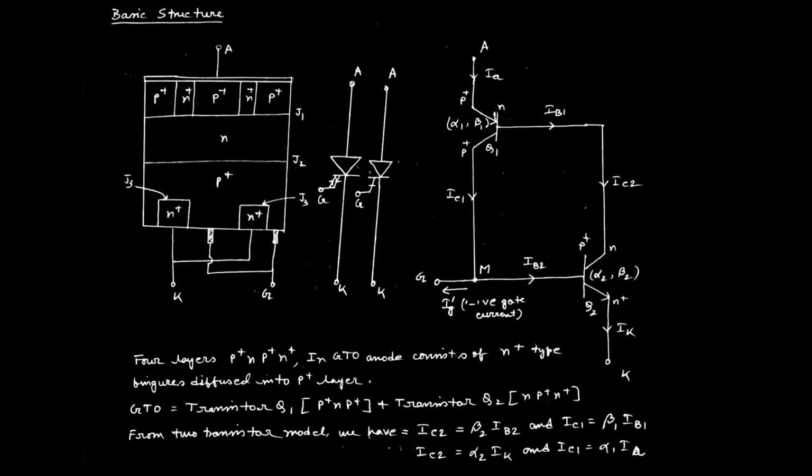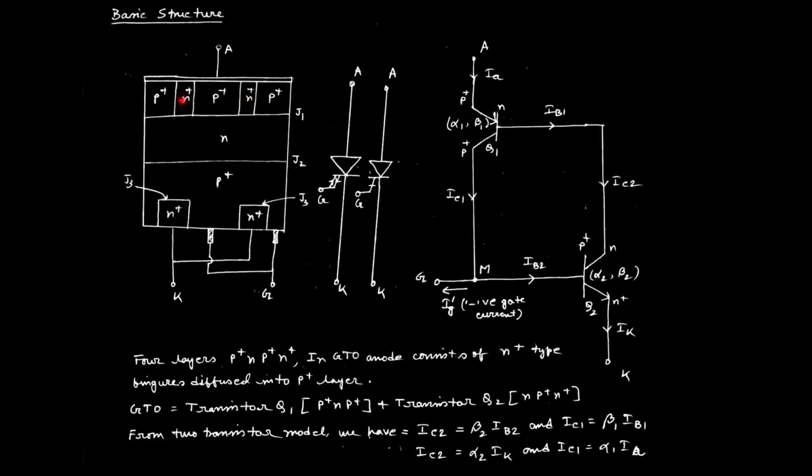The aforesaid discussion can be structured by using the two transistor model, just similar to a thyristor. But the structure has some differences that are easy to identify here. It has three junctions like an SCR, J1, J2 and J3. But the doping concentration is not like an SCR.